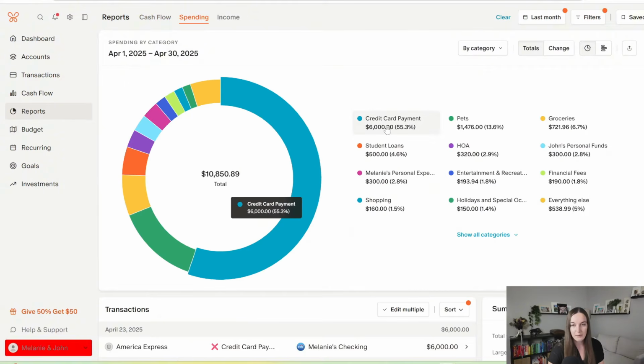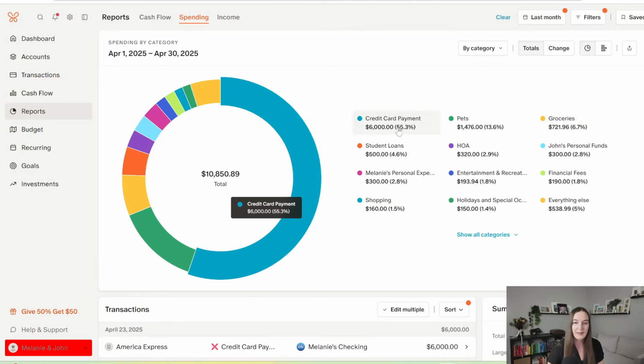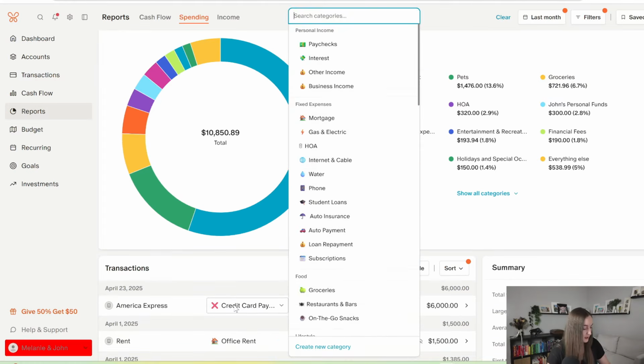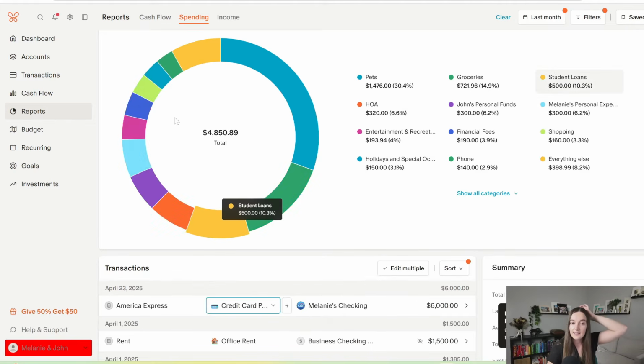You're seeing your credit card payment as an expense when really it was the trip to the vet or the grocery store that was the expense, not the credit card payment. So I really want to stress that if you have your transactions and you're using the card, you're swiping on it, this needs to stay as a transfer or a transfer type category.